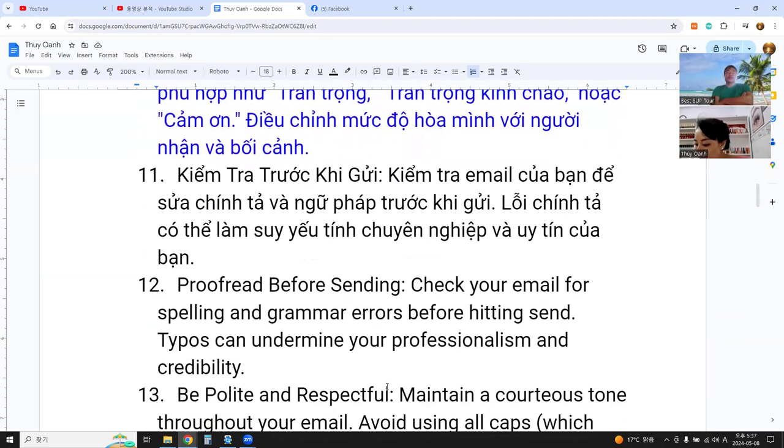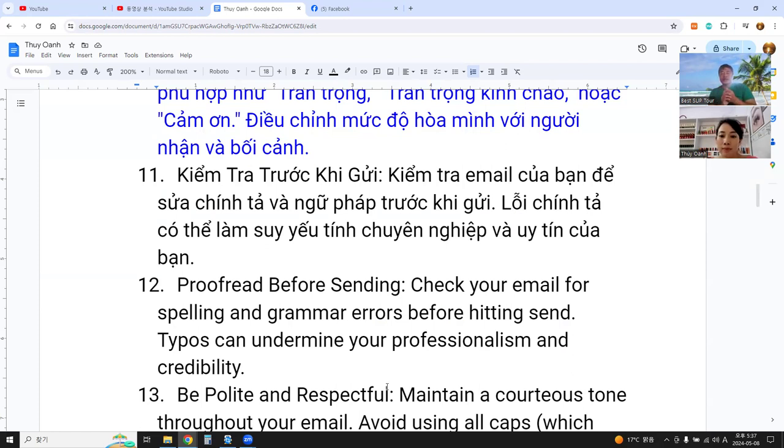This is also an important part: proofread before sending. Because when we write and we don't have time, maybe sometimes we miss a word, or we make grammar mistakes, and we are missing some expression. That means sometimes it's not polite to have wrong information.